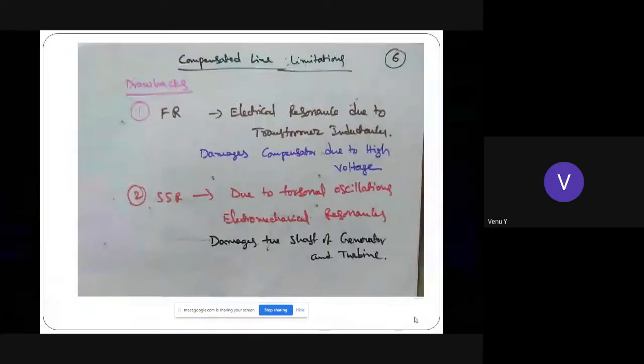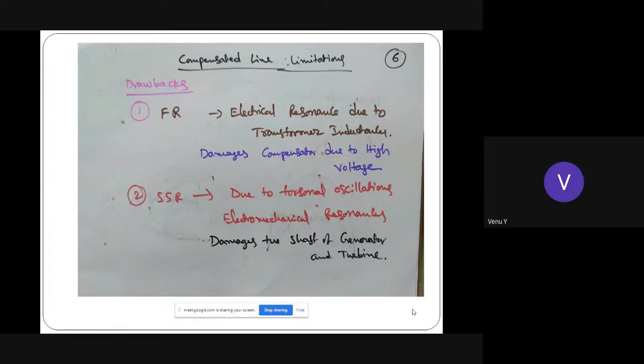So in the last class, you understood the series compensated line or line compensation and its limitations. The main drawbacks of the series compensated line: the very first one is ferroresonance, due to which it will develop very high voltage during fault conditions and damage the compensator. Second one is subsynchronous resonance due to torsional oscillations and electromechanical resonances, which will damage the generator shaft. So this is also a major drawback of the series compensated line.